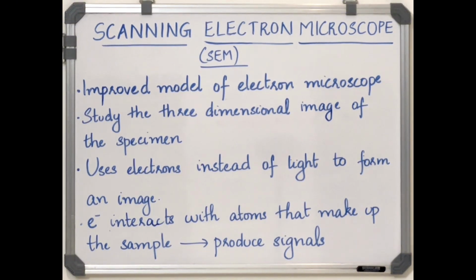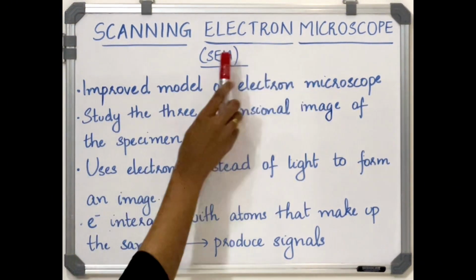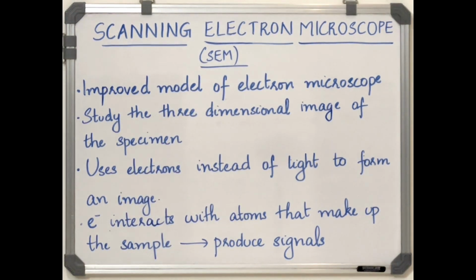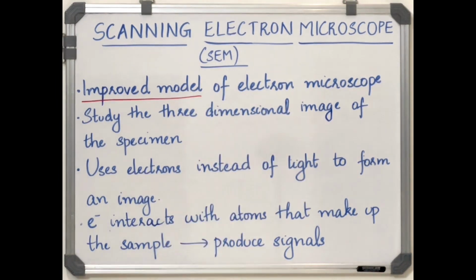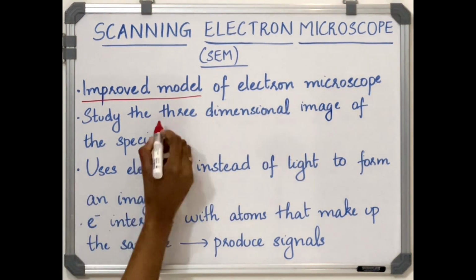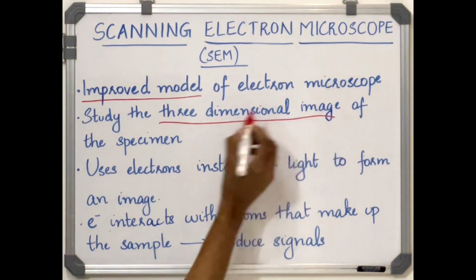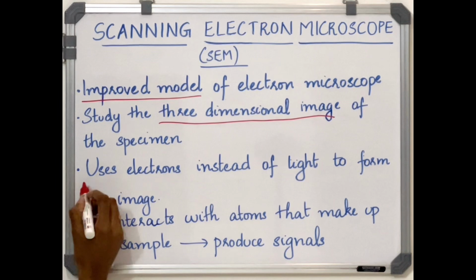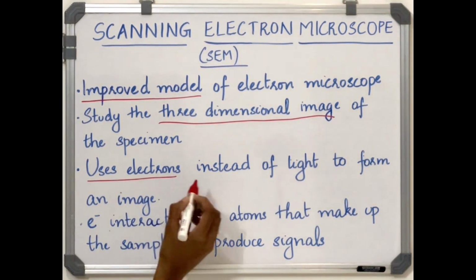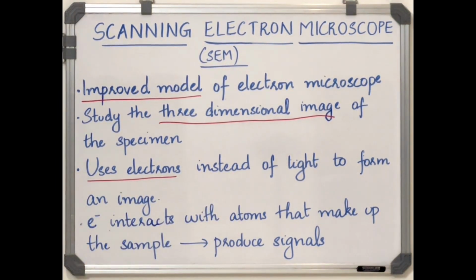Today we are going to study the scanning electron microscope, SEM. The scanning electron microscope is an improved model of the electron microscope. It is used to study the three-dimensional image of the specimen. As we have said before, the scanning electron microscope uses electrons instead of light to form an image. These electrons interact with the atoms that make up the sample and produce signals that are used to form the image.